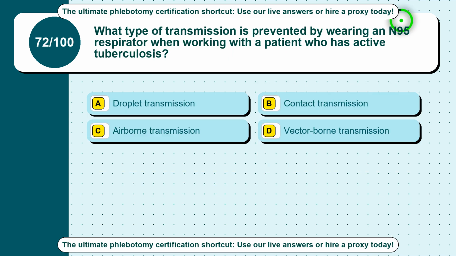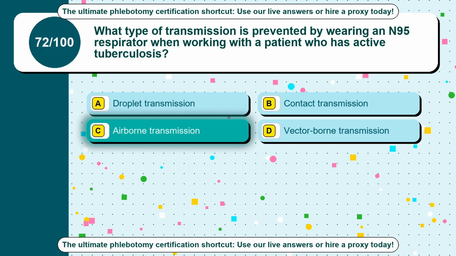Question 72. What type of transmission is prevented by wearing an N95 respirator when working with a patient who has active tuberculosis? Option A, droplet transmission. Option B, contact transmission. Option C, airborne transmission. Option D, vector-borne transmission. The correct answer is option C, airborne transmission.